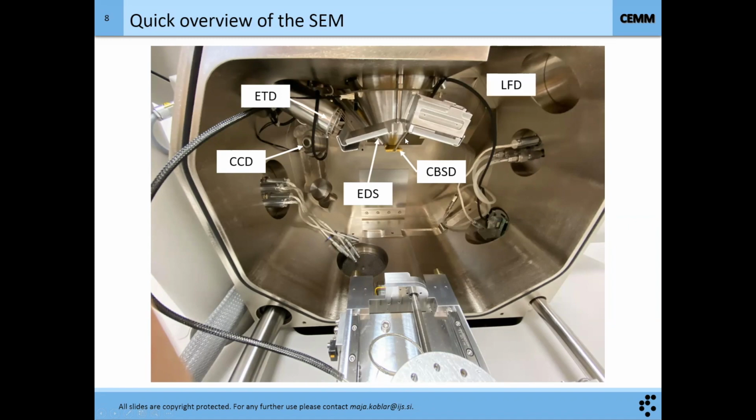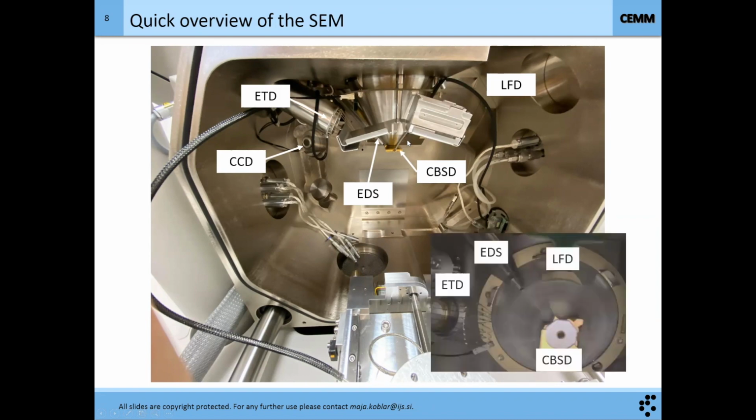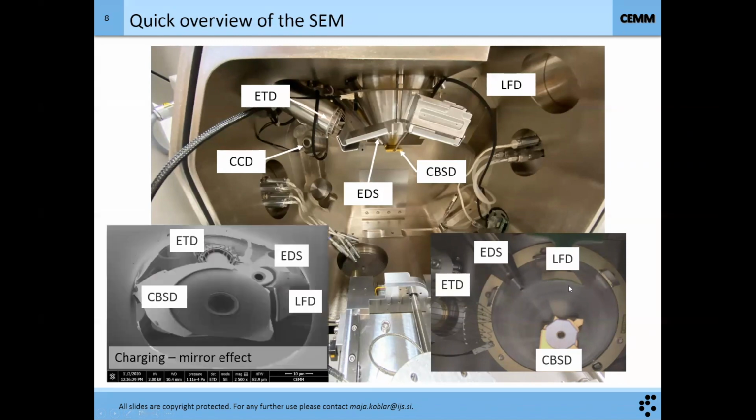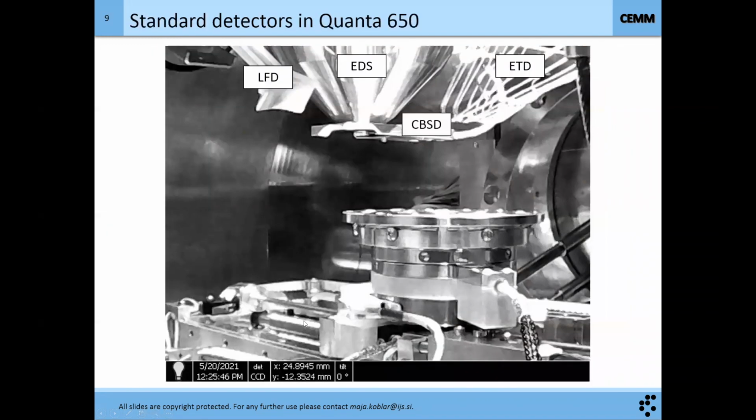You don't see it, but there's a large field detector hidden back here. You could see it if you look below it. So this is the large field detector. Or an easier way is to do a mirror effect in the SEM. So you can see the concentric backscatter detector, the Everhart-Thornley detector, the EDS, and the large field detector.